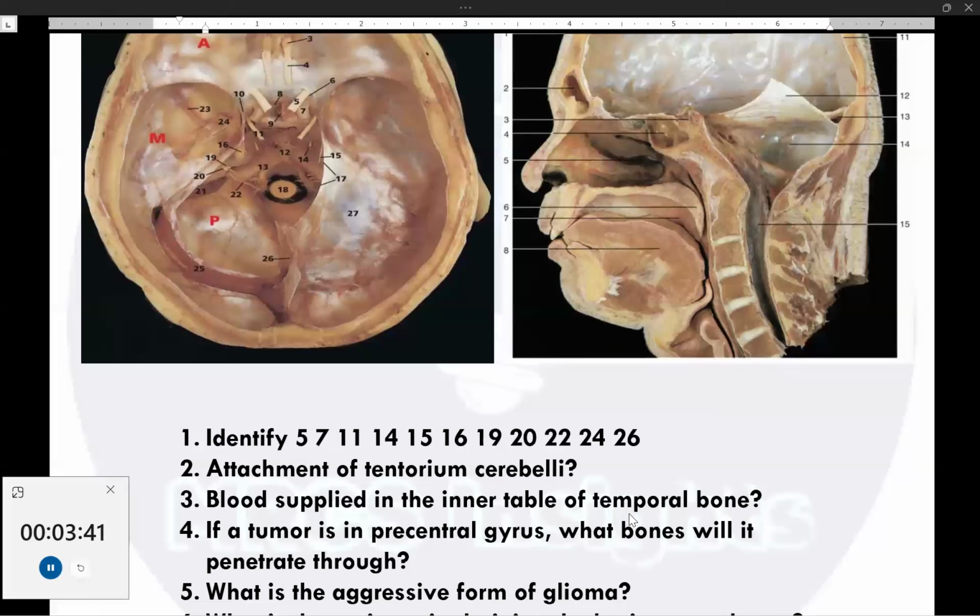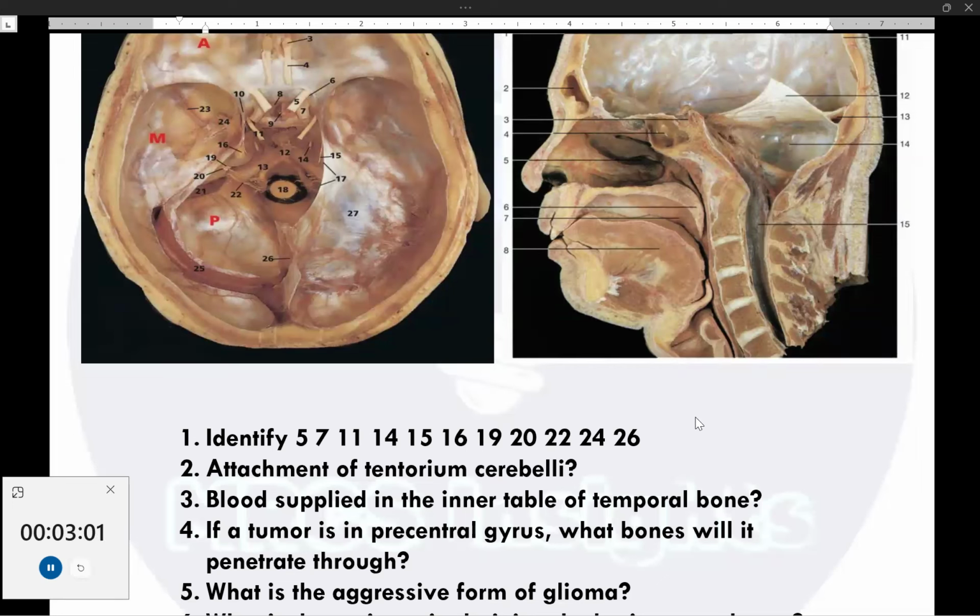Temporal bone, in the inner aspect. Ma'am, the bone is supplied by the middle deep temporal artery. No, not deep temporal artery. Remember, the blood supply of the meninges, and also the inner table of the temporal bone, is supplied by the middle meningeal artery. This endosteal part, yes, middle meningeal artery.